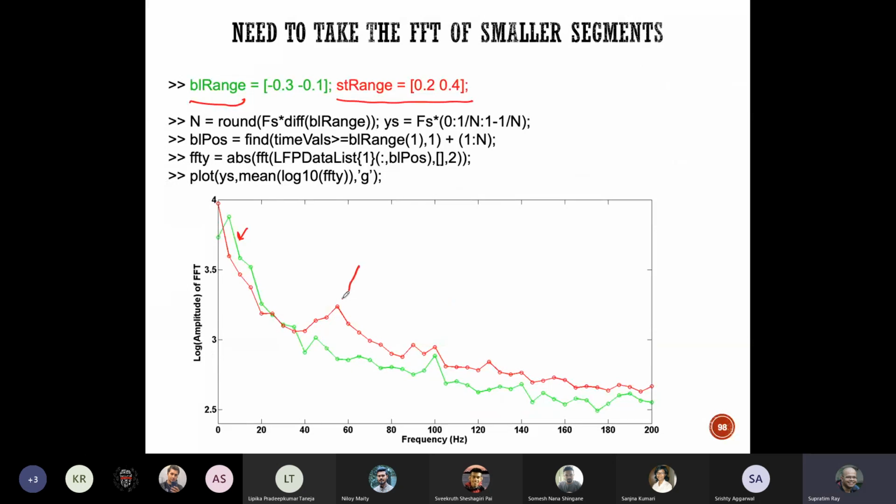Now you can see something very interesting: there's a pretty salient peak at, in this case, about 55 hertz. And there's a suppression at about 5 to 10 hertz. See that? This is the alpha suppression, and this is the gamma enhancement.